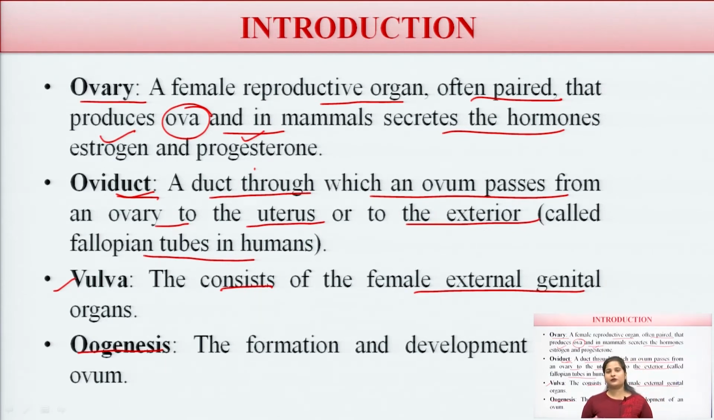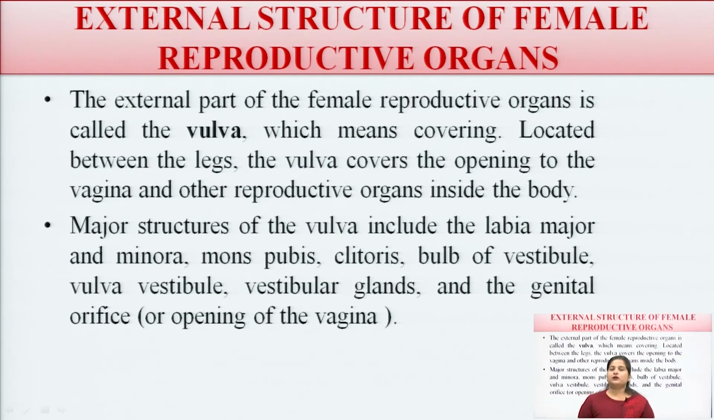The process of formation of the sperm cell is known as spermatogenesis. So what is oogenesis? The formation and development of the ova or egg cells is known as oogenesis. Now there are some internal and external female reproductive organs.